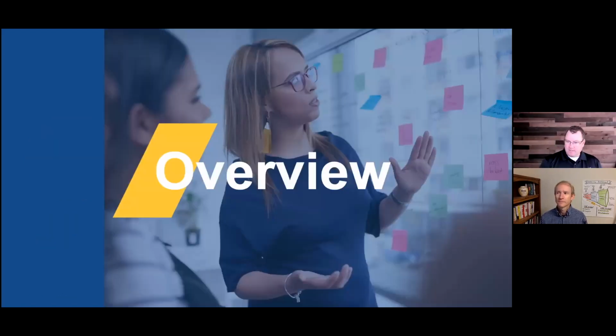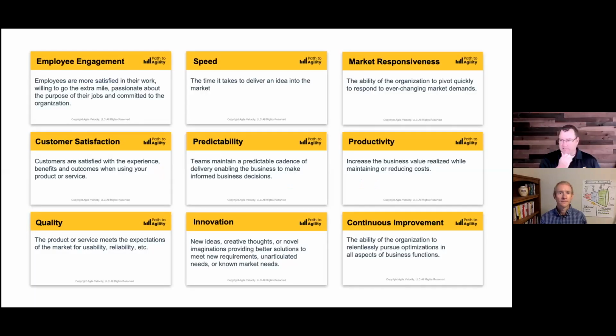So the first thing that we dig into with Path to Agility is what we call the 9 business outcomes. This is usually the first conversation we have with leaders in an organization, to say, why? Why are you transforming? Why are you doing Agile? Why do you want to change? What is better that you're trying to look at? And so we start with a conversation around these 9 business outcomes.